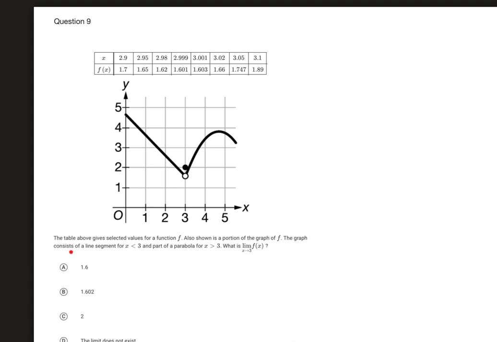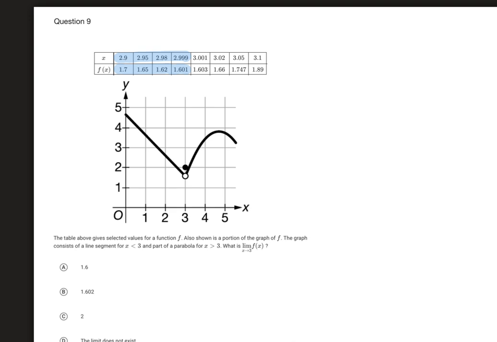The graph consists of a line segment for x less than 3, this decreasing line segment, and part of a parabola for x greater than 3. What's the limit as x approaches 3 of f of x, at least among these answer choices? If you look at x approaching 3 from the left, it looks like the function is approaching something around 1.6, maybe a little bit more or a little bit less.